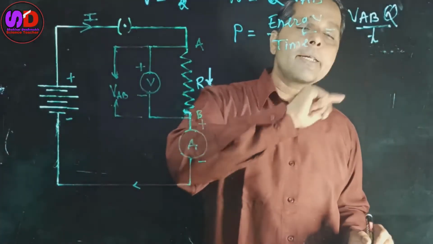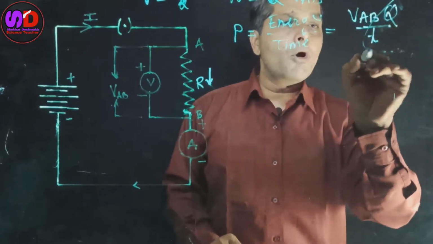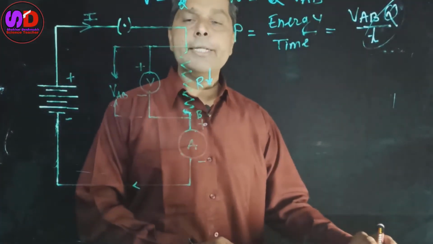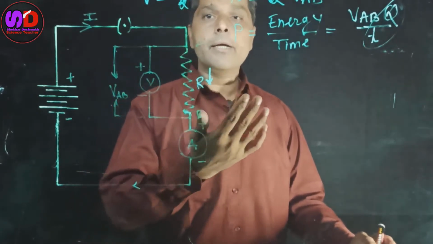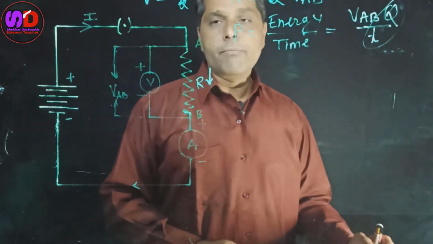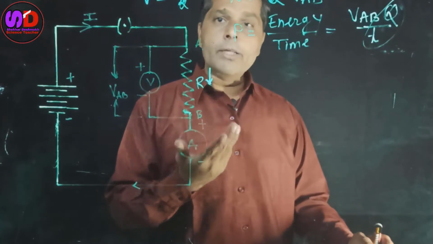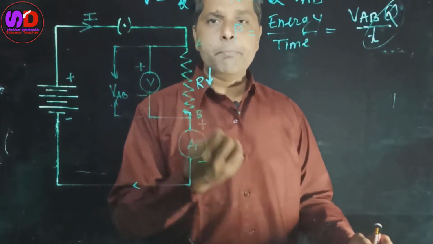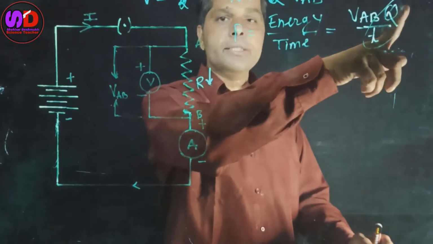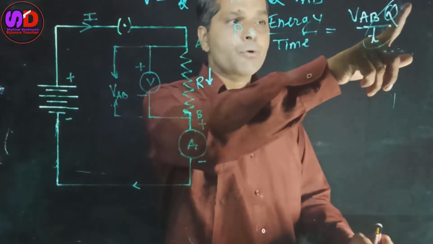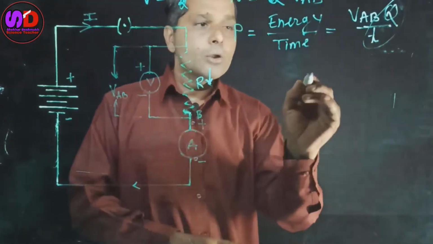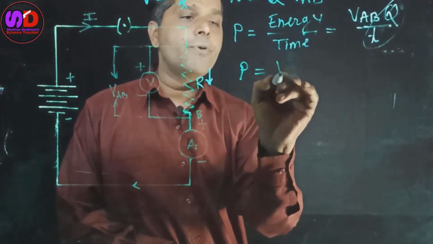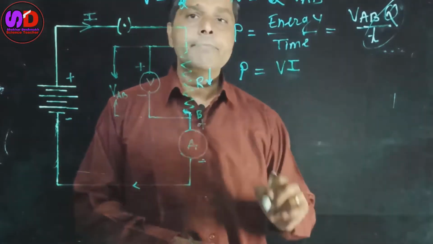Energy divided by time. But what is Q upon T? We know Q upon T is nothing but electric current, because we know what electric current is: the amount of charge flowing through the circuit per unit time. So Q is the charge and T is time, so Q upon T must be I. So this electric power is given by V into I.